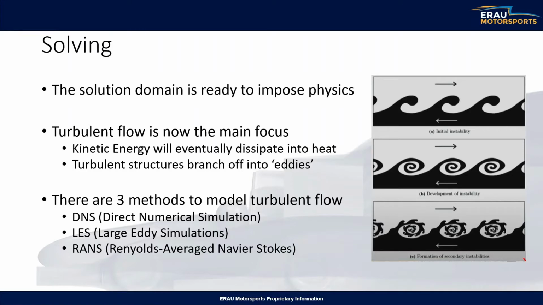So in hindsight, kinetic energy of turbulent flow will eventually dissipate into heat. And how this actually happens is that large turbulent structures will branch off into smaller structures called eddies. And these eddies are fed from the foundational velocity of the larger structure. These eddies will branch off into smaller eddies and so on and so forth until it gets to the viscous level, at which the energy will then dissipate into heat.